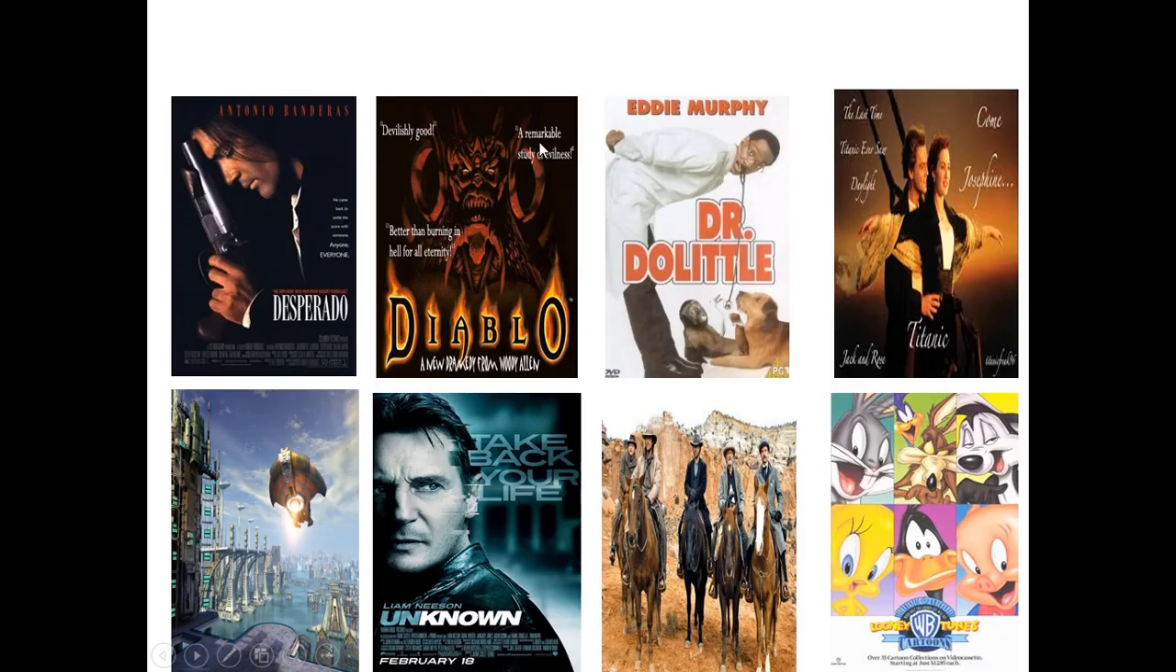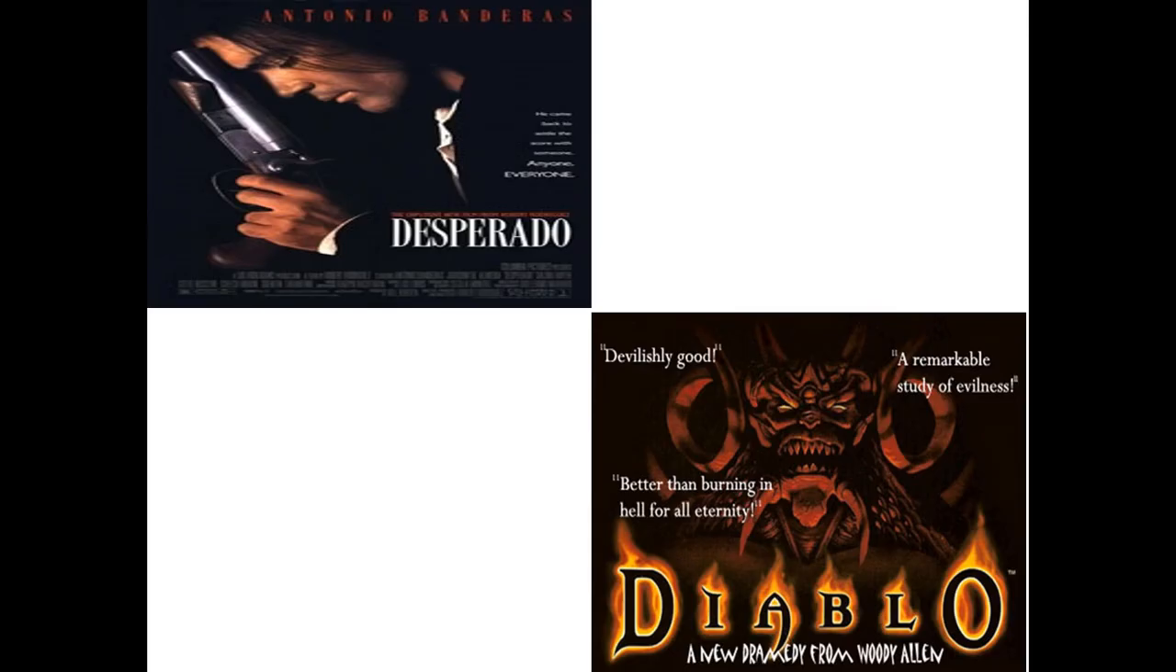Good. Now, moving on, and here you can see, what are these? Yeah, these are posters. They are posters of movies. So here we have different categories of movies, or different genres, or different types of movies. Let's look at these movies separately, or in turn.